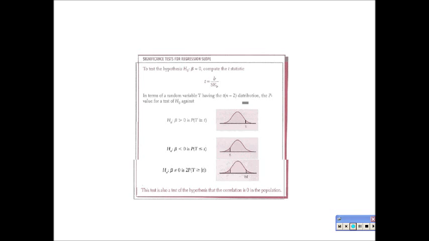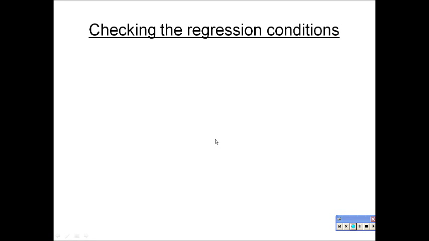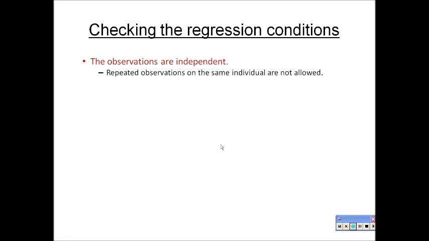When we do significance tests for regression slope, this is the equation we use. We will move into checking regression conditions, which are very important when we're doing a linear regression test. First of all, we need to make sure that the observations are independent. Repeated observations on the same individual are not allowed.